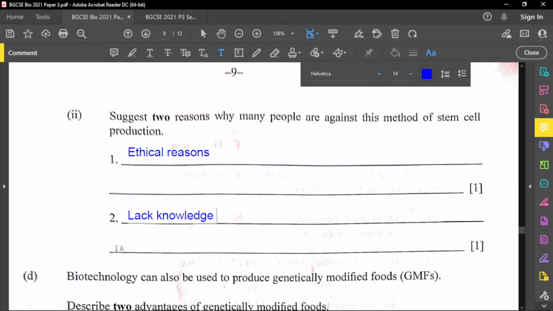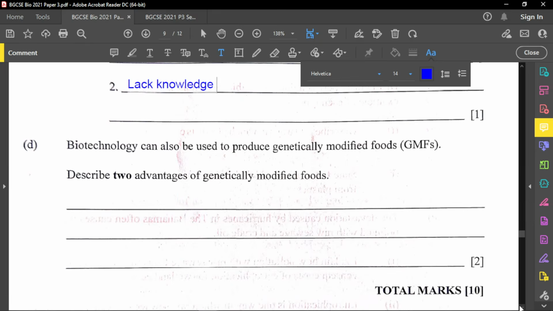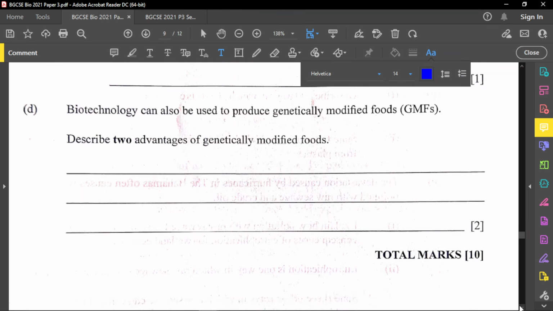All right, so it's a 2-mark question, and again, any suitable answers that make sense for why people would object. Please just remember to think clearly and think smartly. Don't overthink. Sometimes we overthink and then we start to write things that don't make much sense.